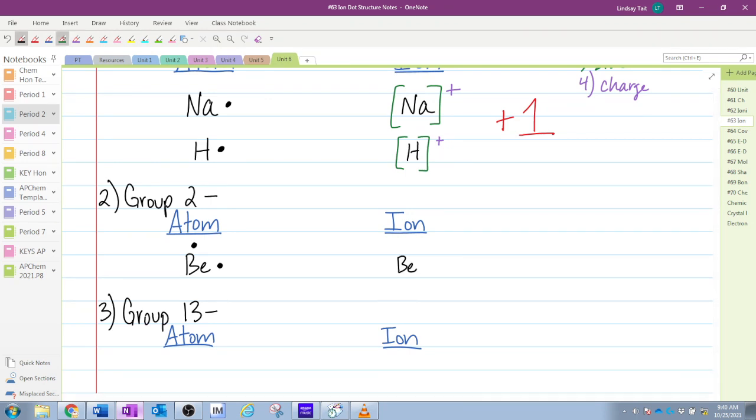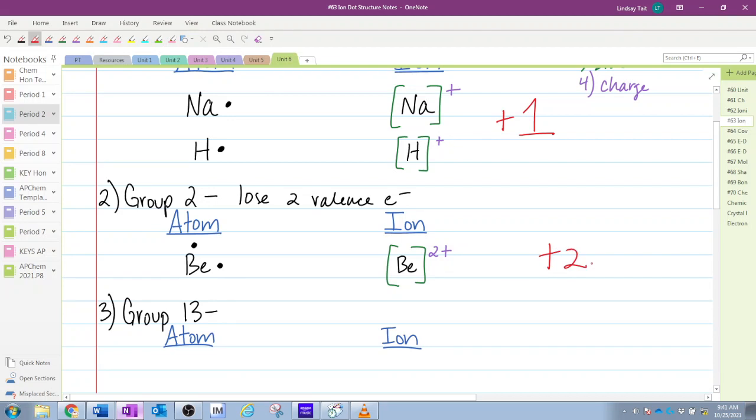Step 1, symbol. Step 2 would be dots, but we just took those 2 dots away by losing them. Step 3, stick it in brackets. And step 4, by losing 2 electrons, the charge is now positive 2, which we can generalize to every atom in group 2 that their ions would lose 2 valence electrons, and that means everything in group 2 has a positive 2 charge.